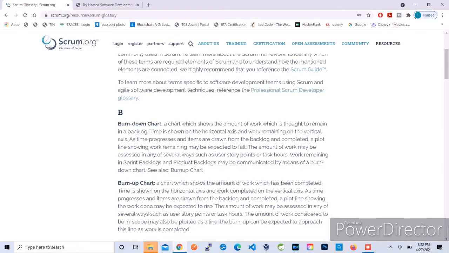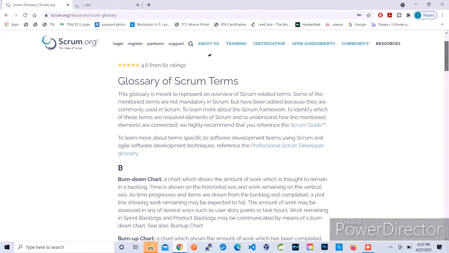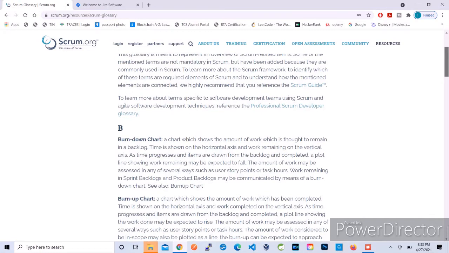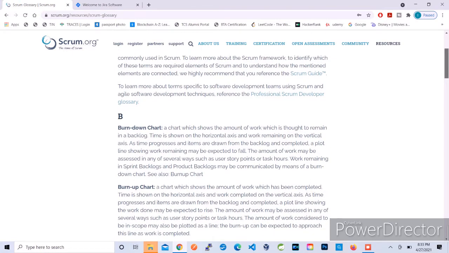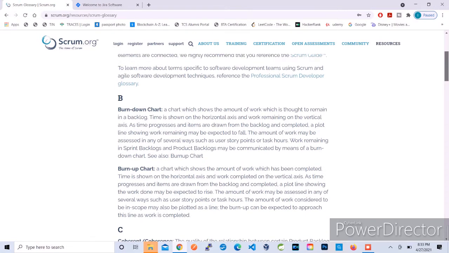Hello all. Today we'll go over common Scrum terminology, and I am here right now with the scrum.org, and this is the glossary of Scrum terms. We'll go over it in the alphabetical way the site represents here. Let's start with the burn down chart, the letter B.